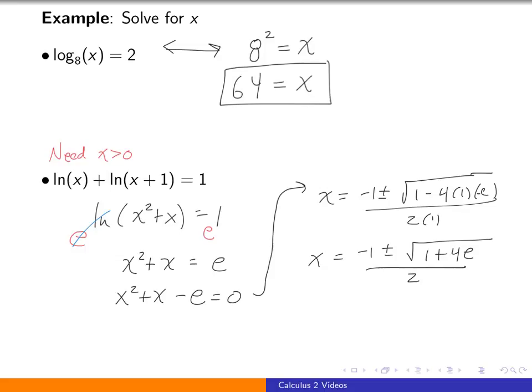Now, because of this plus and minus, this is really describing two possible solutions. The problem is the solution corresponding to the minus would give a negative value of x. So I'm going to cross that off, and because we need x to be positive, our only solution would be minus 1 plus the square root of 1 plus 4e, divided by 2.